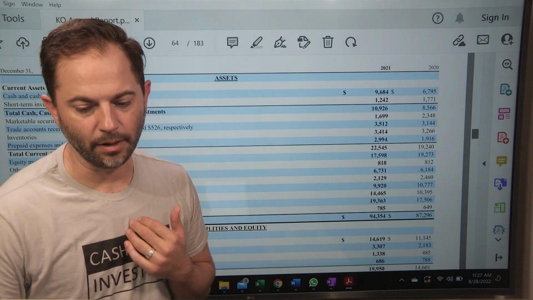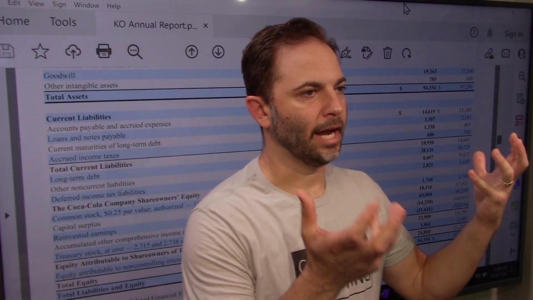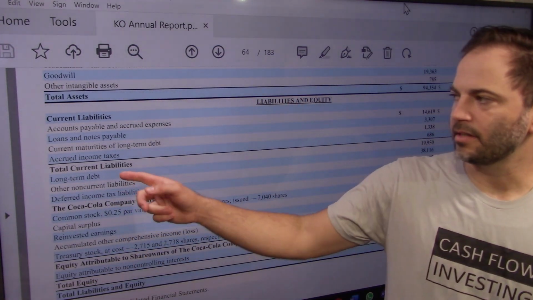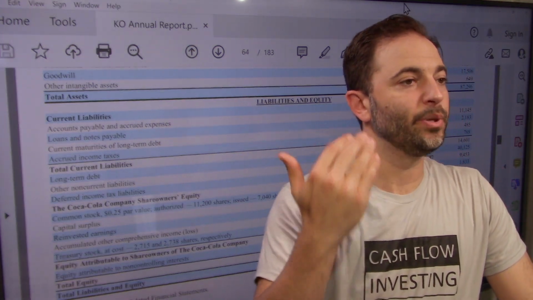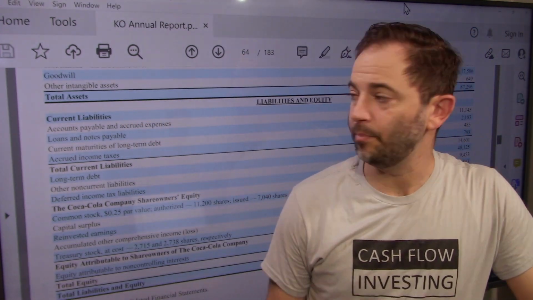Let's take a look at liabilities. So liabilities is the second half of the balance sheet. Remember, assets always equal equity plus liabilities. We're going to look at liabilities. Liabilities, the same thing as for assets. The more current that bill is due, the higher up on the liability schedule it becomes.